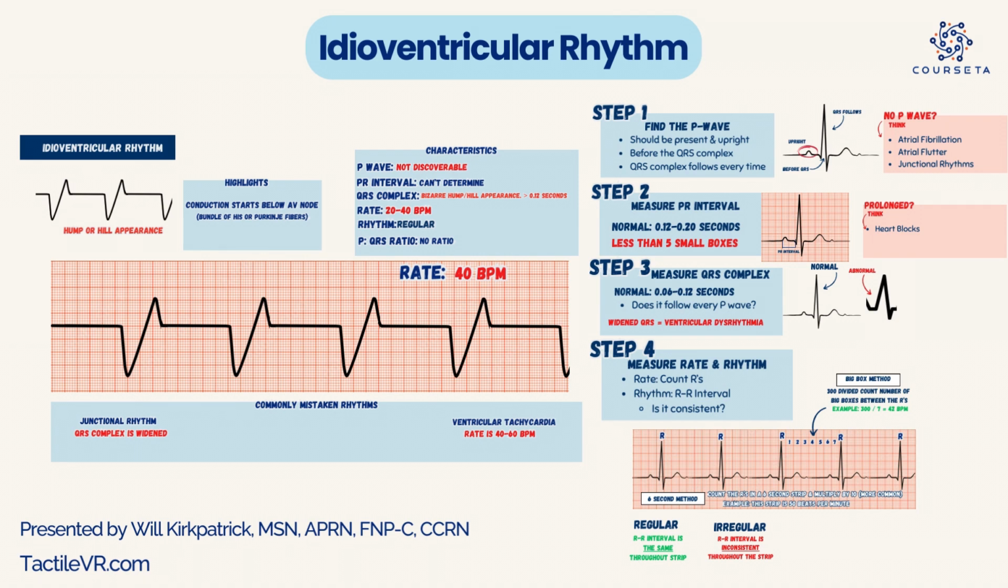But if you measure out the rhythm, it's going to be consistent. So the R to R intervals are also consistent. So the biggest characteristics here, once again: no P wave, a widened QRS complex, and then the rate is 20 to 40 beats per minute. All right, guys, I hope that made identifying ventricular arrhythmias a lot more simple for you.